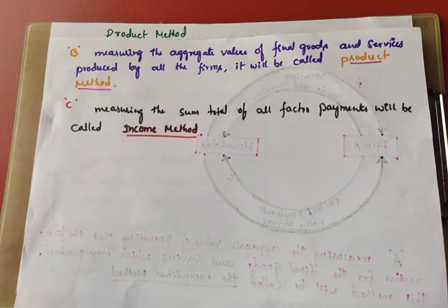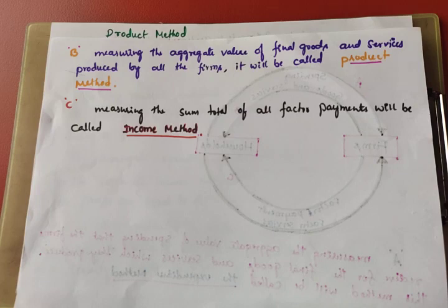And C is the income method, the sum total of all factor payments: how much all the firms are providing as payments to the households. Why? Because they are using household services like land, labor, capital and organization. For this they provide remuneration, rewards. Using land they provide rent, using labor they provide wages, using capital they provide interest, and for organization they provide profit.